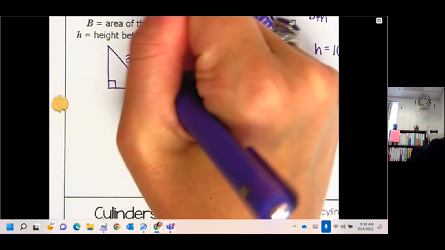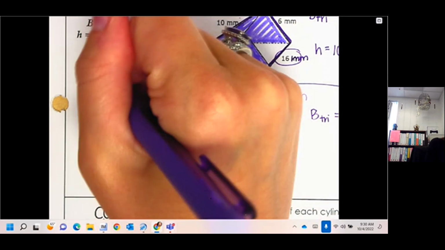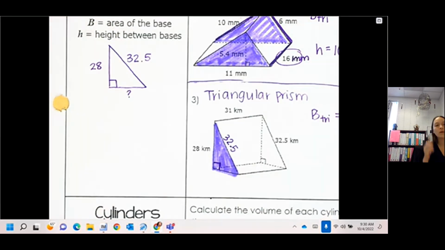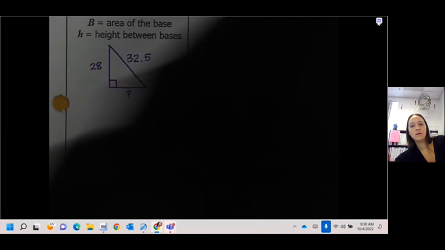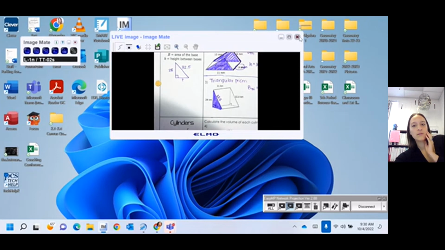Okay, I'm just redrawing the picture. Put a little question mark there. Wow, it is like super laggy. What is going on, man? Let me go like this.